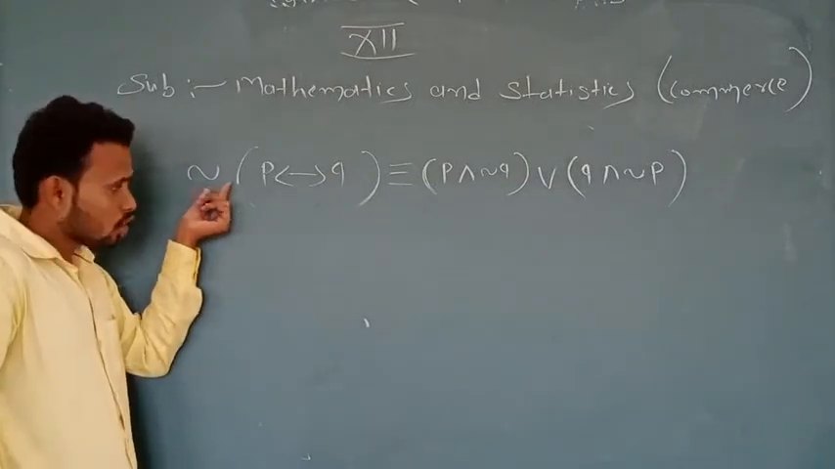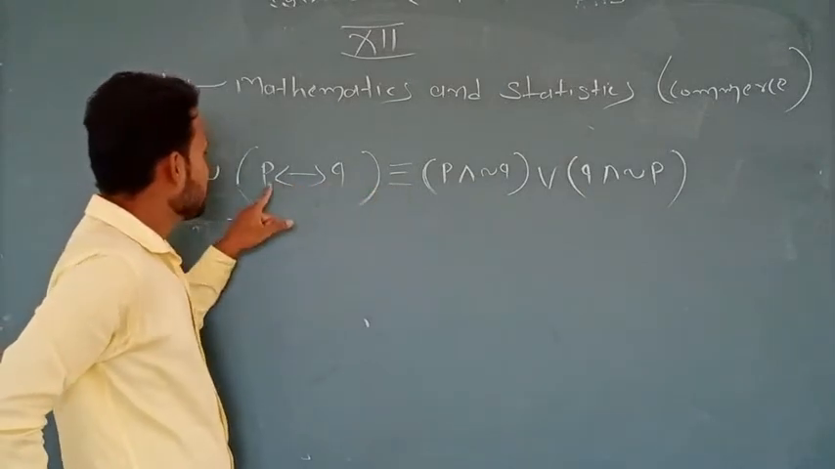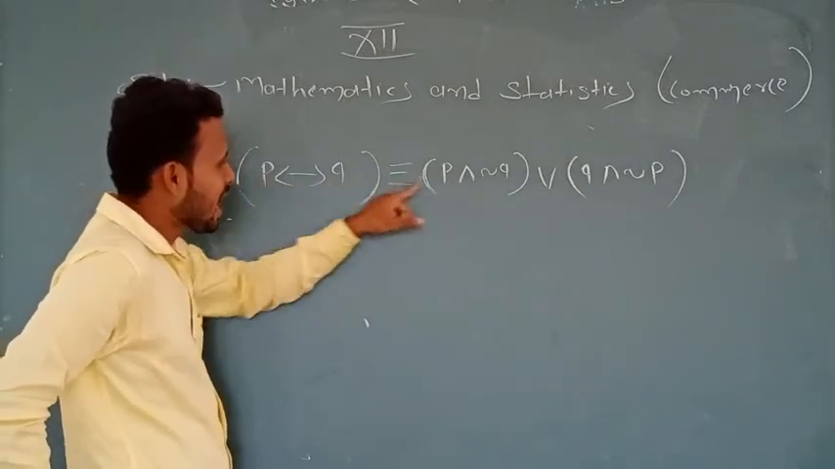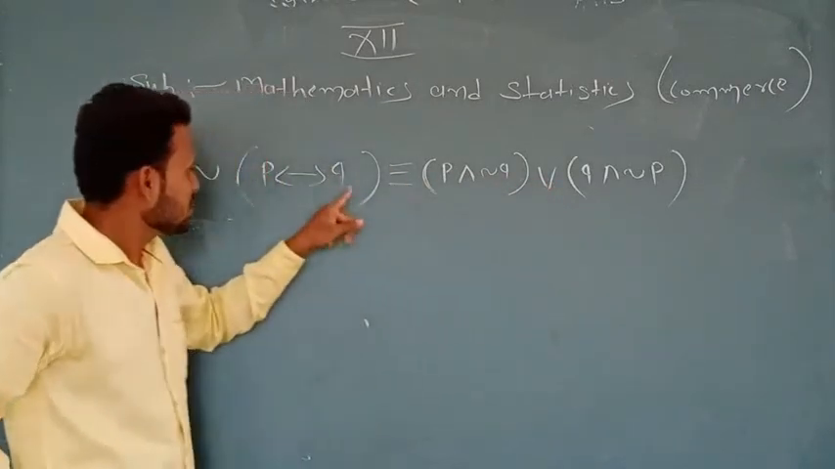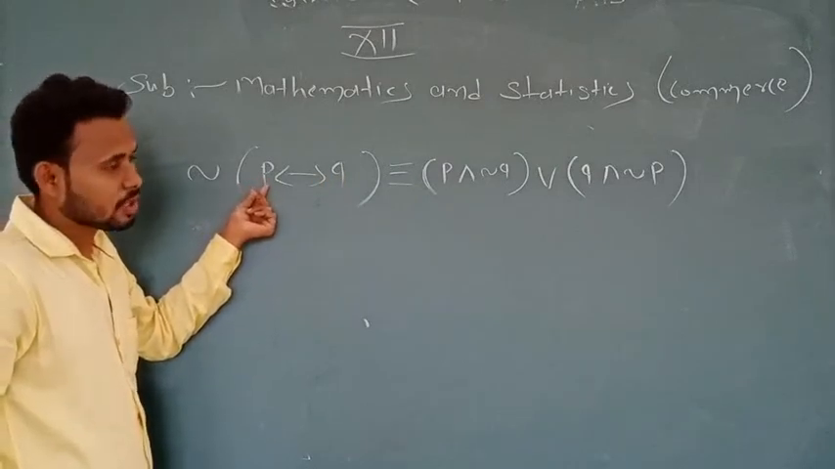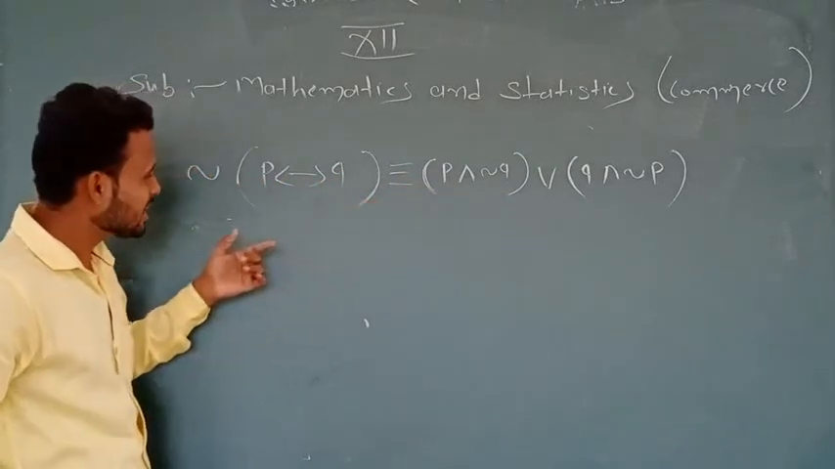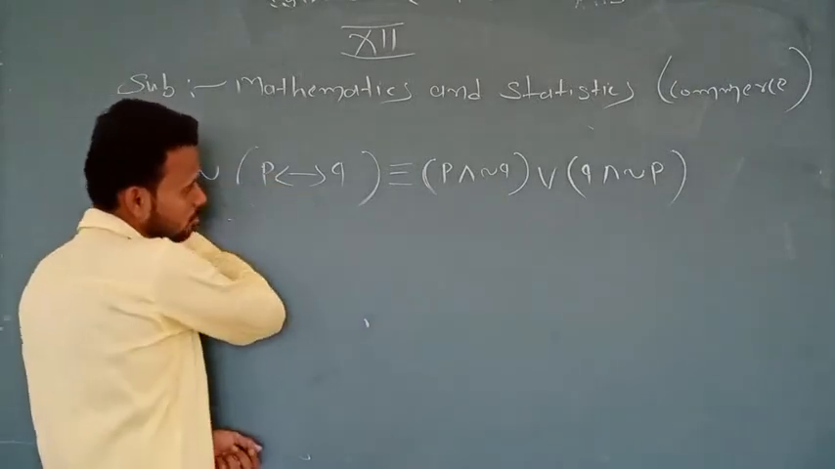The negation of a biconditional statement is equivalent to the first statement P as it is, and with the negation of the second statement, then or with the second statement Q as it is, and with the negation of the first statement P, which is the required negation of a biconditional statement.